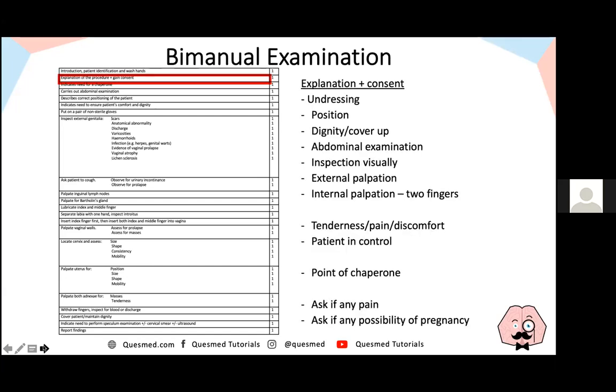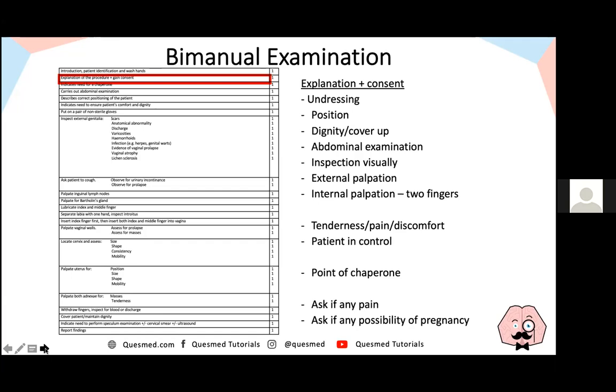So when explaining a bimanual examination, be quite thorough and quite specific. Patients in real life have fed back to me that one of their biggest fears in seeing a doctor for a bimanual examination is that they don't know what's going to happen during the examination. So it is really important to explain properly what exactly is going to happen. Advise them on how to position themselves and always allow your patient privacy to get undressed. Reassure the patient that they are in control and they can stop the examination at any time.